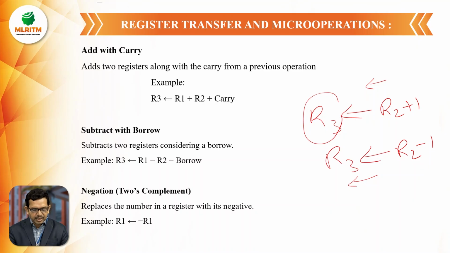Lastly, we'll see the negation, that is 2's complement. Negation means 2's complement. How is the 2's complement done? Suppose I take a register R1 and make a complement of that, that is considered 2's complement, which means the negation of the given number.